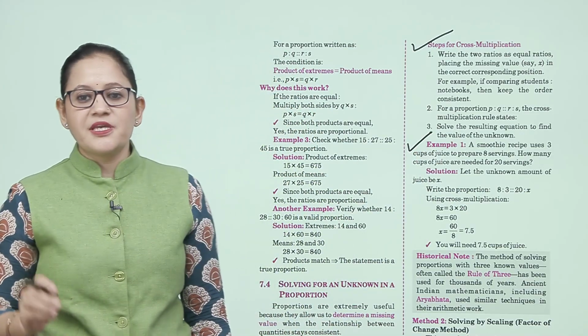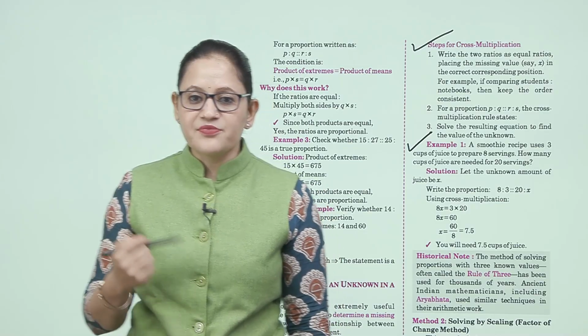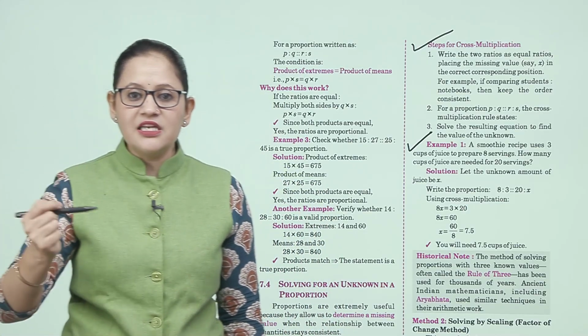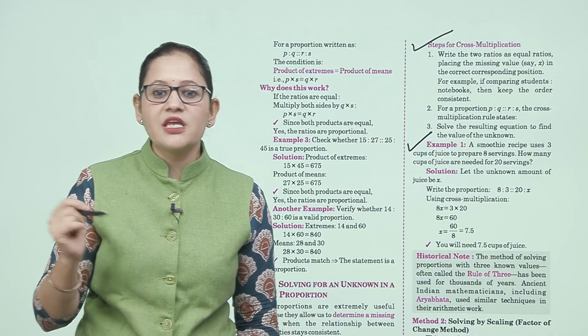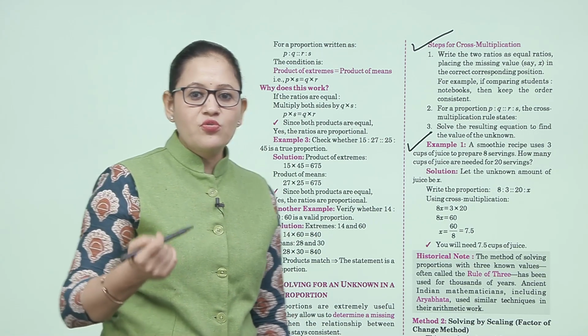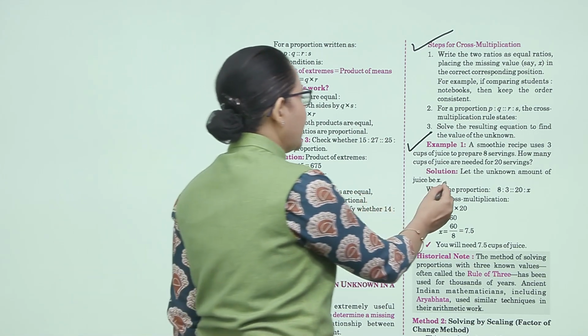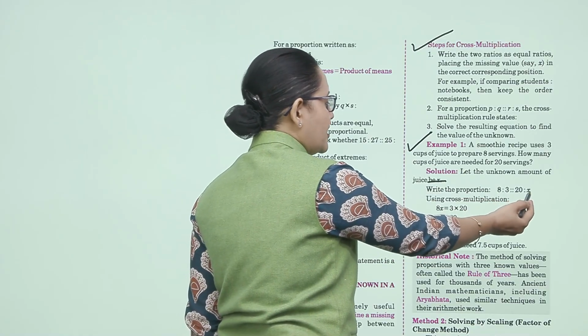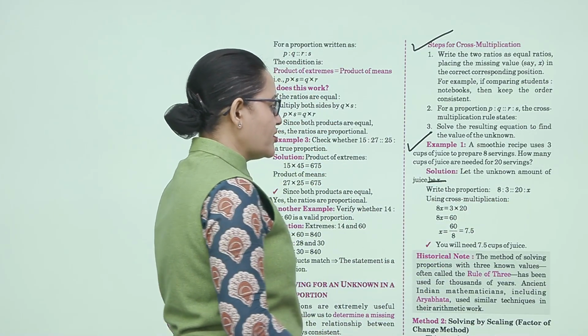The smoothie recipe uses 3 cups of juice to prepare 8 servings. For 8 servings we need 3 cups of juice, and how many cups of juice are needed for 20 servings? So, let the unknown quantity of juice be x. So, we will write the proportion 8 ratio 3 is proportionate to 20 ratio x. Now, we will cross multiply it.